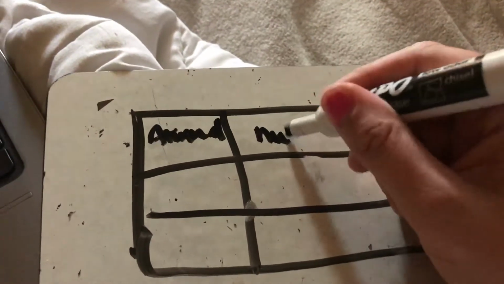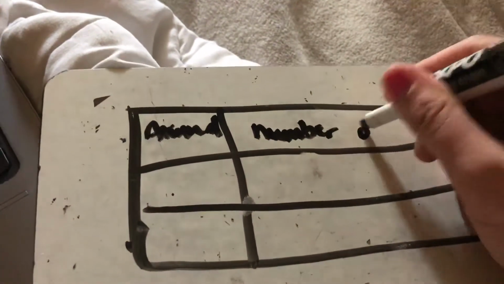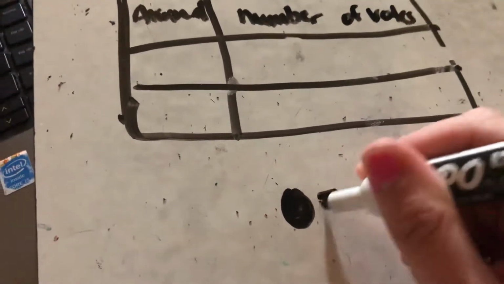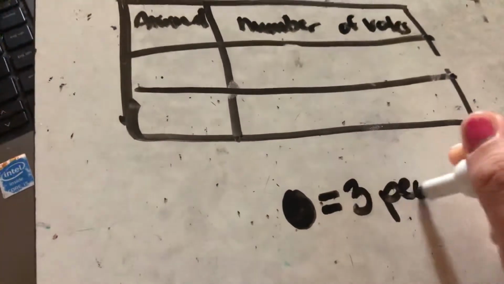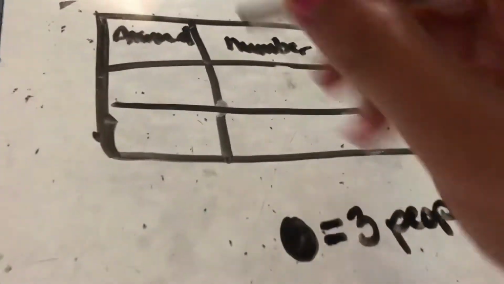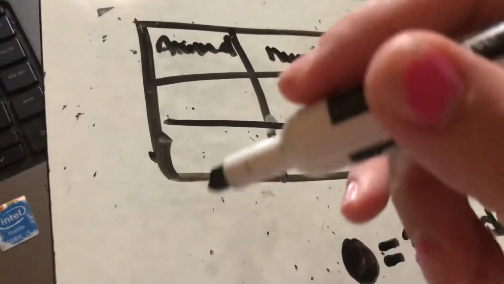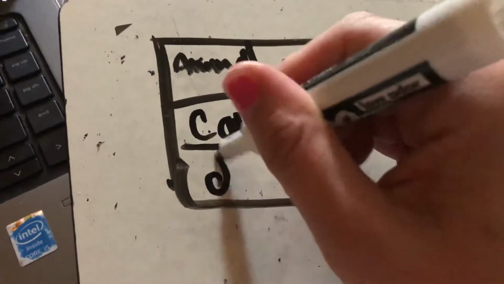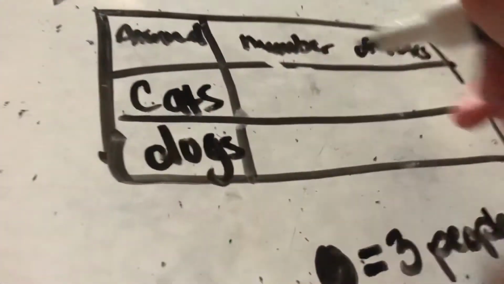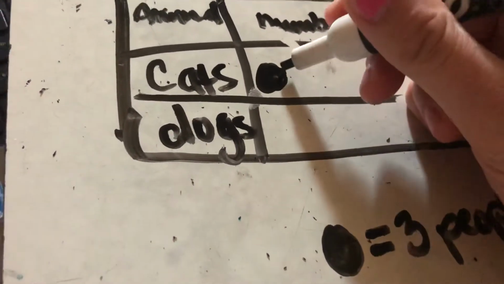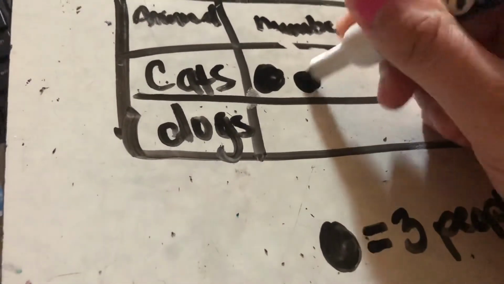Okay, so I'm going to say animal. I'm going to say number of votes. And instead of tally marks, I'm going to use a circle. Now, 1 circle is going to equal 3 people. I'm going to show you what that looks like. That's 3 people. Okay, so we're just going to pretend that I surveyed some people about whether they liked cats or dogs better. I'm going to put 1 dot. That means 3 people. So one of these dots equals 3 people.